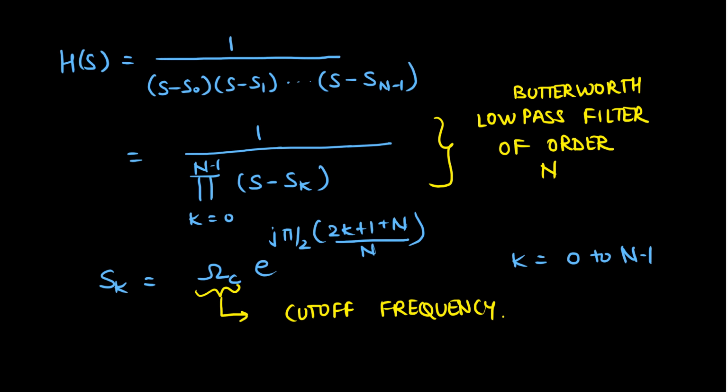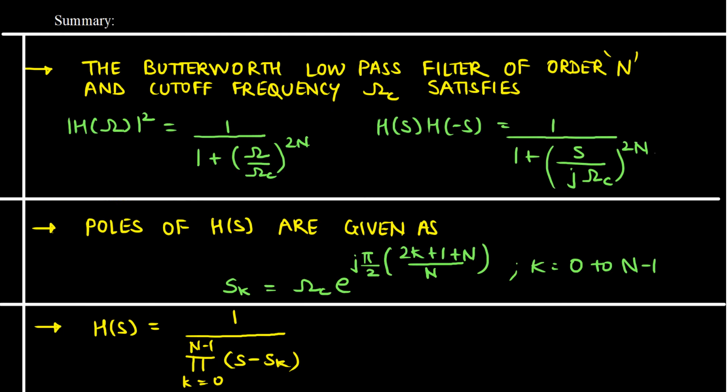We just need to find the roots, that is the values of Sk, and simply multiply. So in this lecture, we have seen the Butterworth approximation for a low pass filter of order n and cutoff frequency omega c. Suppose a frequency response H of omega satisfies the expression mod of H of omega squared equal to 1 upon 1 plus (omega by omega c) to the power 2n, then we are guaranteed to get a low pass filter of order n with cutoff frequency omega c.